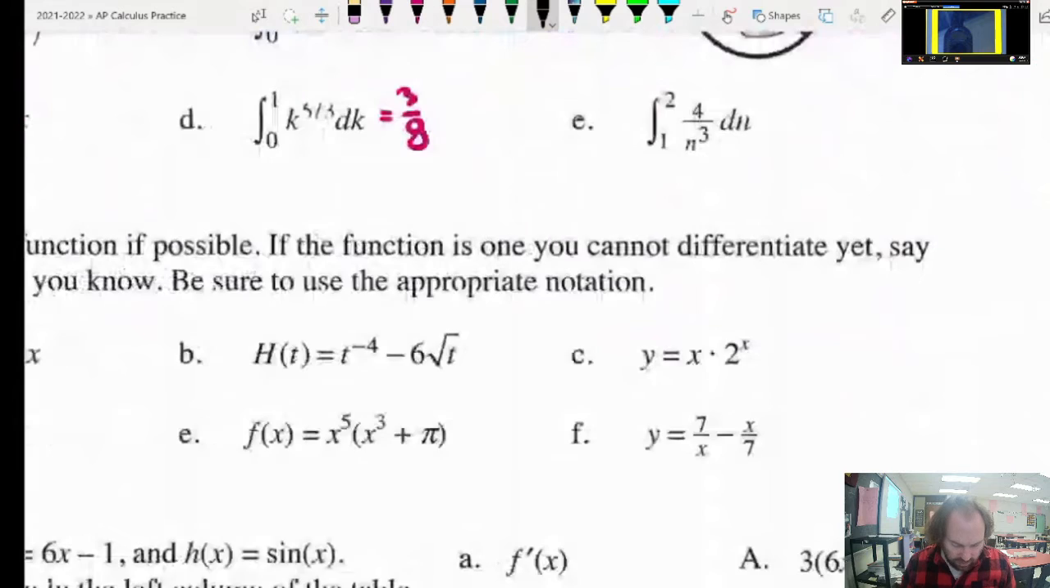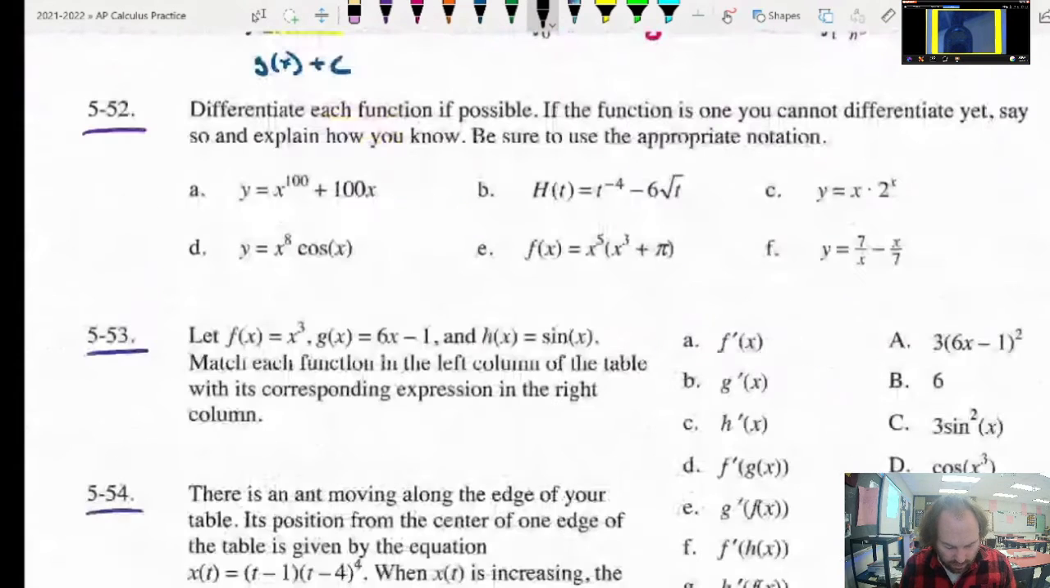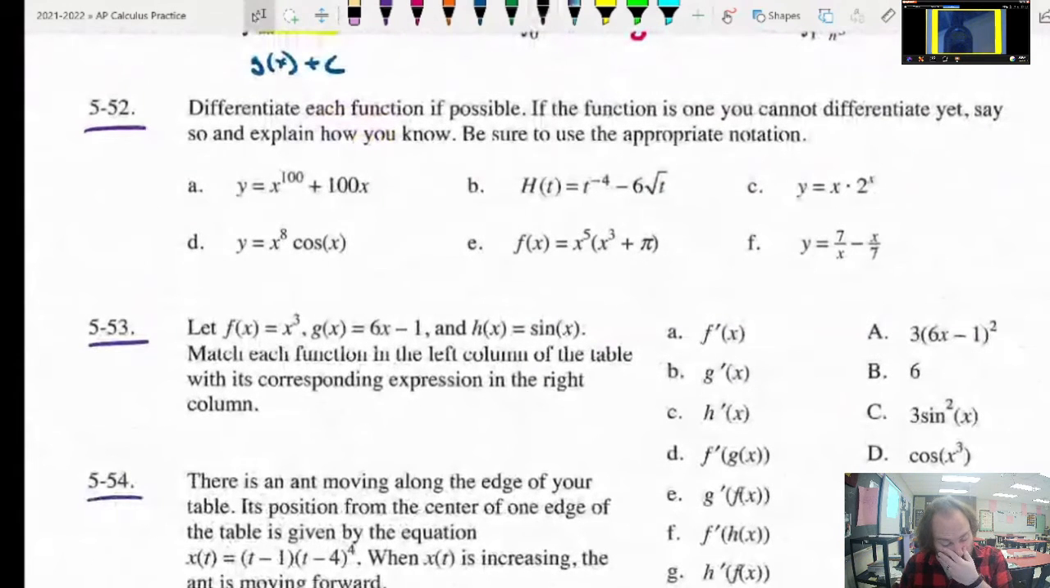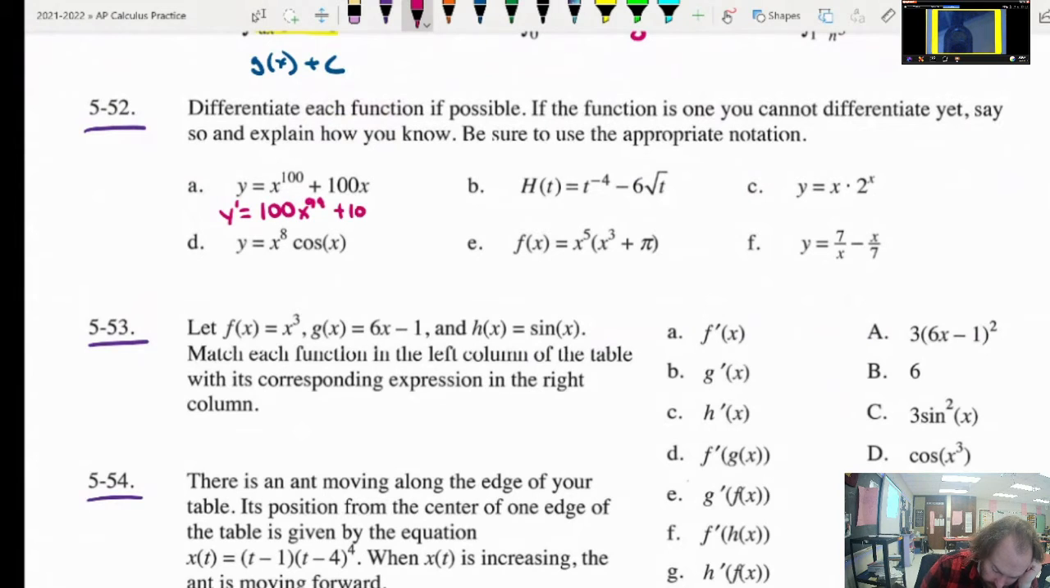Okay, next question. This one's top heavy, like they usually are. The next one, we got a bunch of derivatives. Differentiate each function if possible. If the function is not one we can differentiate yet, which is going to happen, say so and explain how you know. So question C is pretty easy to do. I'm just going to write it right down here. Y prime is going to be 100x to the 99th power plus 100. That's the derivative according to the power rule.